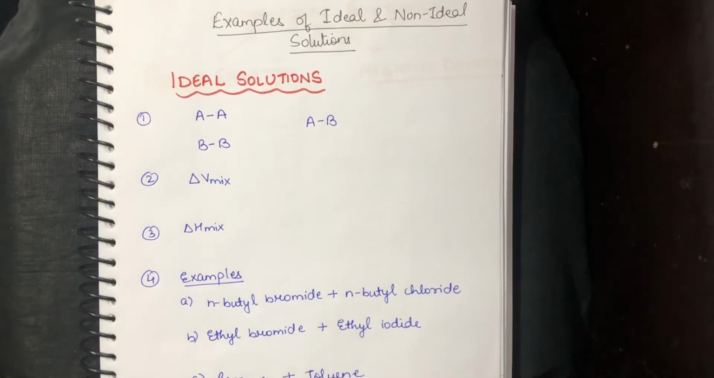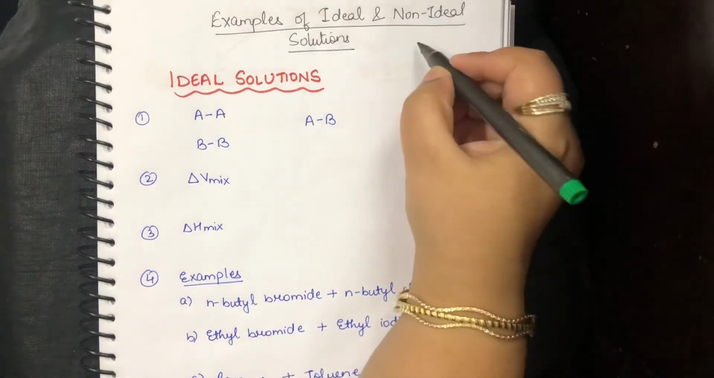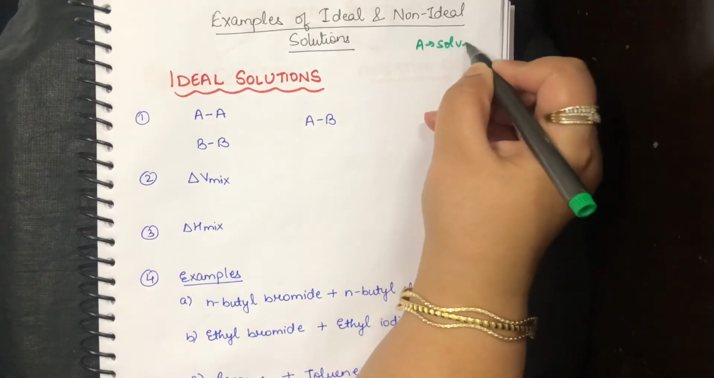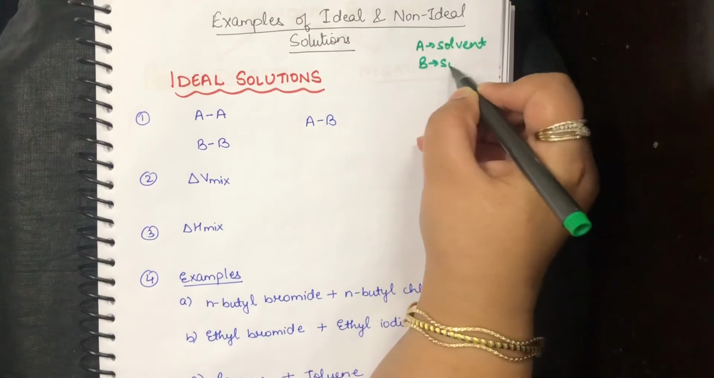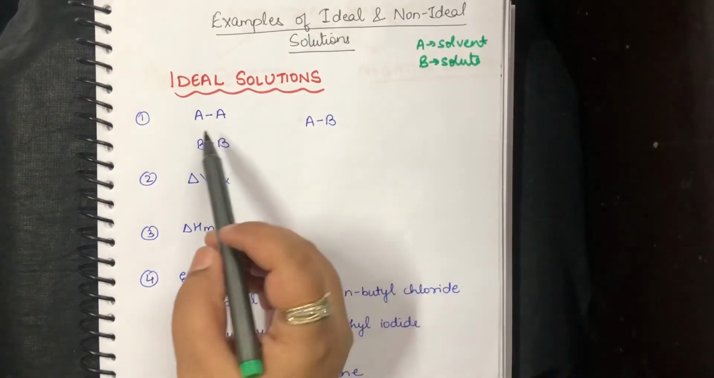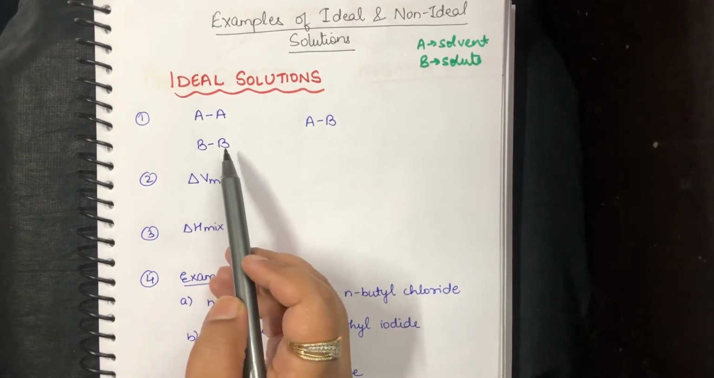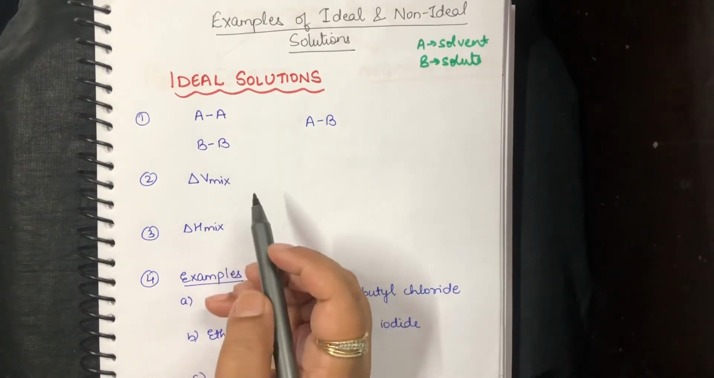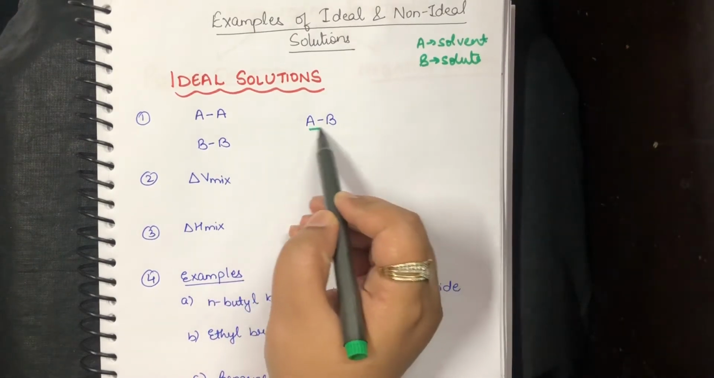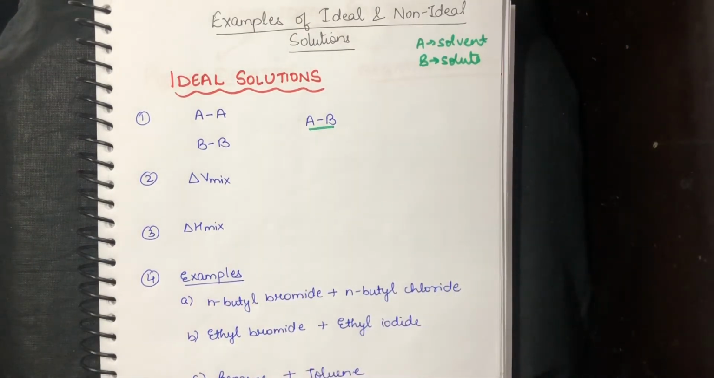Students, in this video I'm going to talk about the tricks to learn the examples for ideal and non-ideal solutions, and the different types of examples for positive and negative deviation from the ideal solution. Now we know that in ideal solutions we have different types of interaction. For example, if A is the solvent and B is the solute, there are going to be interactions between the two solvent particles, two solute particles, and eventually when you have mixed the solute and the solvent, there would be interactions between A and B molecules as well.